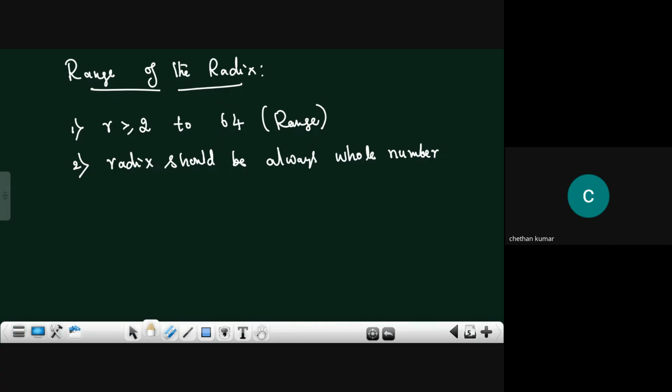So what I'm trying to say is, if r is equal to 10, what number system is it? Decimal number system. R equal to 2, binary. R equal to 8, octal. R equal to 16, hexadecimal. If R is equal to 7, it is a base 7 number system. So I can represent a number system as an R number system. Are you understood?